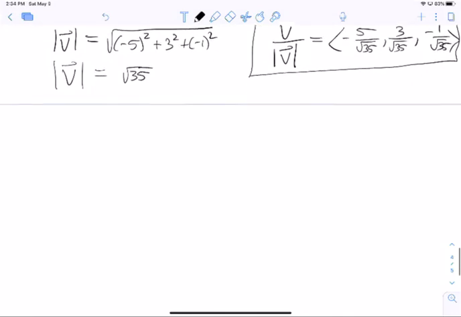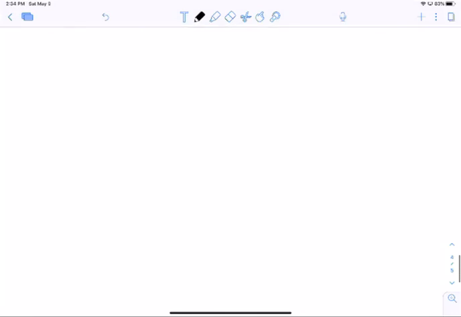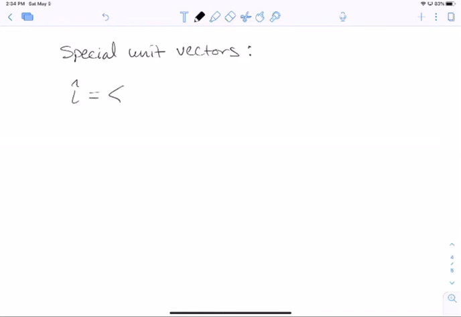Continuing on with our idea of unit vectors, we're going to talk about 3 special unit vectors. In R3, there are 3 special unit vectors. One of them is called i. It is 1, 0, 0. One is called j. It is 0, 1, 0. And the third is k. It is 0, 0, 1.